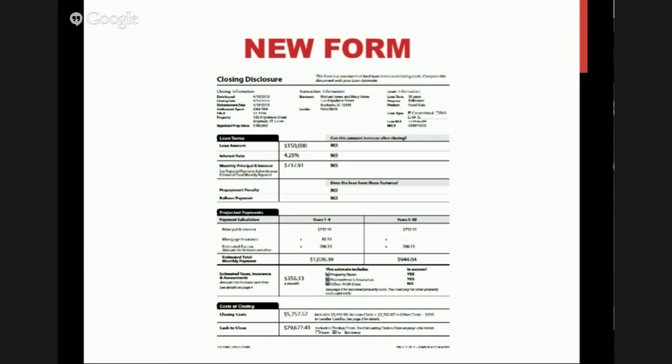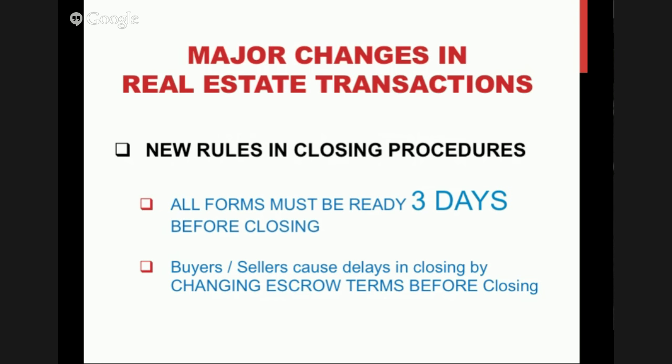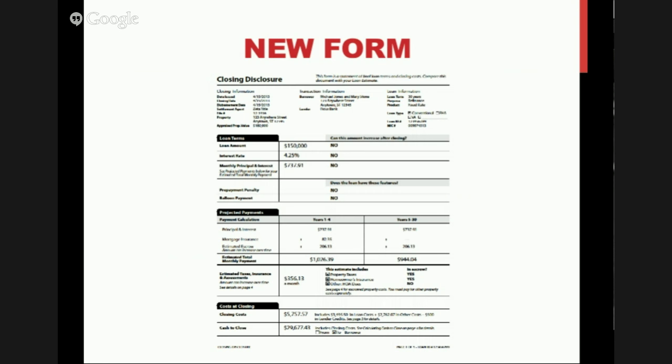So the first document that I was just talking about in the previous slide, the 3 days before closing, relates to the closing disclosure. That's the first of the 2 new forms. The second of the 2 new forms is the loan estimate, and that also has a 3-day business rule, and that is that when the application is submitted, this loan estimate needs to be provided to the borrower within 3 days of receiving the application for a loan.